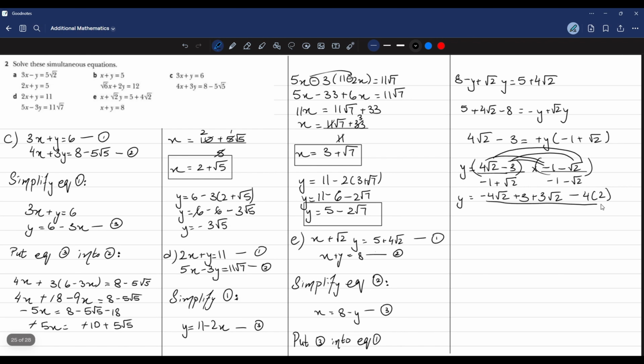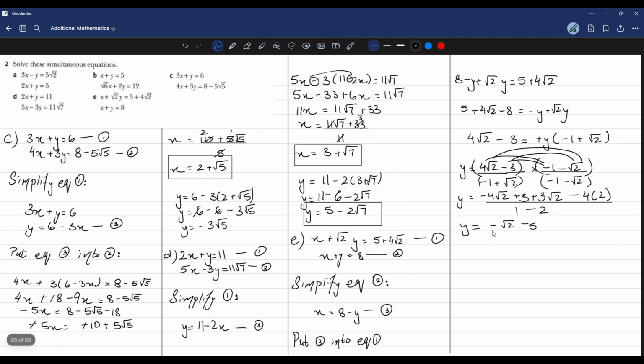And this is going to be divided by a plus b multiplied by a minus b, which is equal to a squared minus b squared. So what is negative 1 squared? It is equal to 1 minus what is under root 2 squared, which is equal to 2. So y is equal to negative 4 under root 2 plus 3 under root 2, which would give us negative under root 2. And what is positive 3 minus 4 times 2? That is 8. So what is 3 minus 8? That's equal to negative 5.